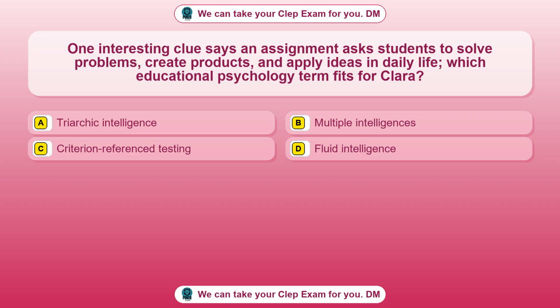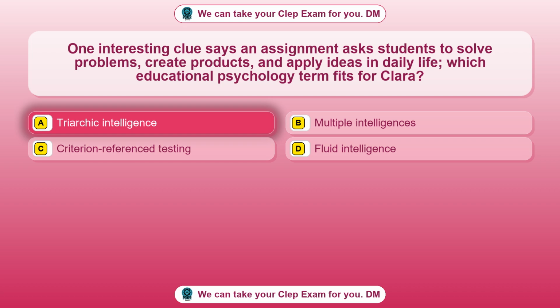Question 25. One interesting clue says an assignment asks students to solve problems, create products, and apply ideas in daily life. Which educational psychology term fits for Clara? Option A, triarchic intelligence. Option B, multiple intelligences. Option C, criterion reference testing. Option D, fluid intelligence. The correct answer is option A.